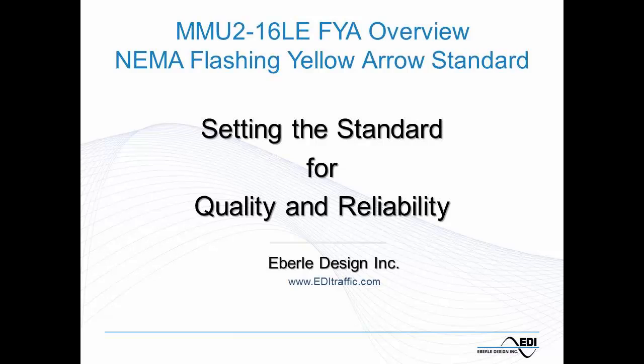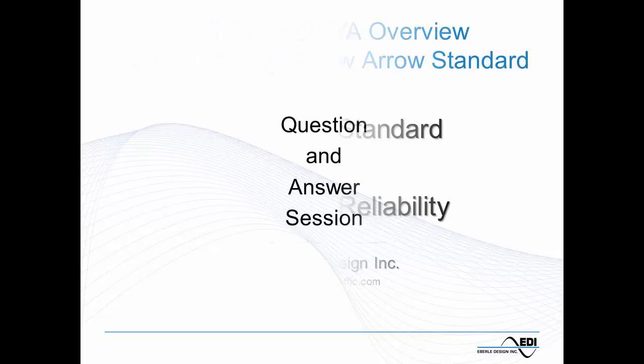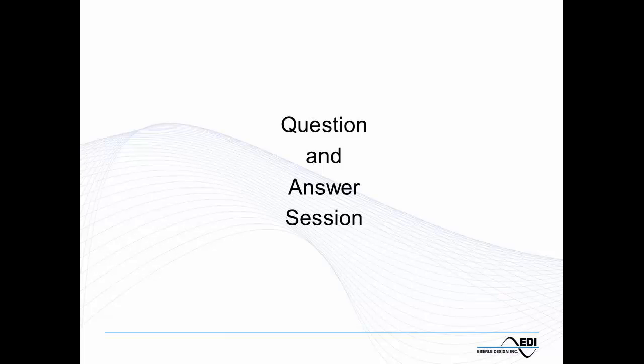I'll mention for any 332 cabinet users, we have a similar functionality in our 2010-2018 series, but it is different. There's also an application note on our website that describes how that operation works. We'll also be doing a follow-up webinar for 332 users to understand how to program flashing yellow arrow into that style cabinet.